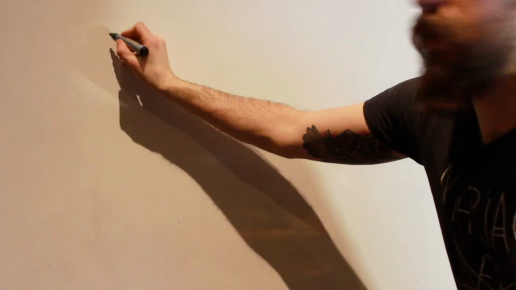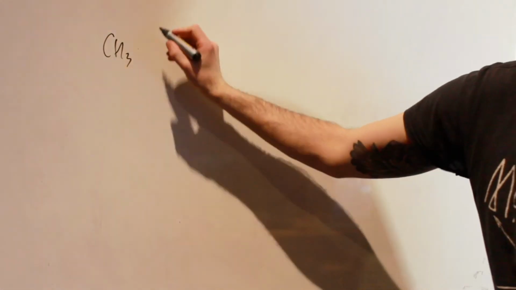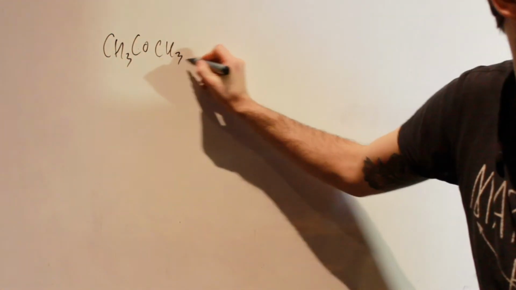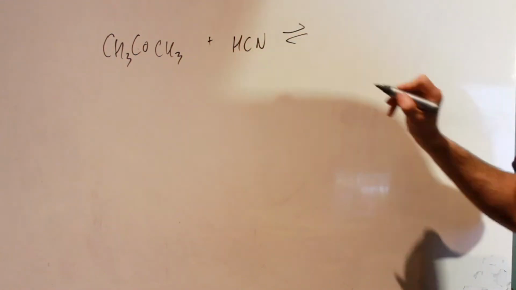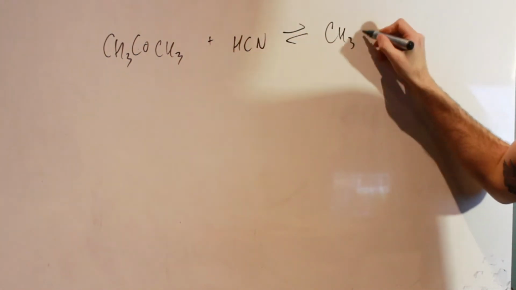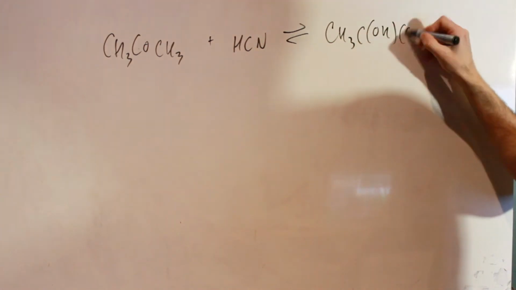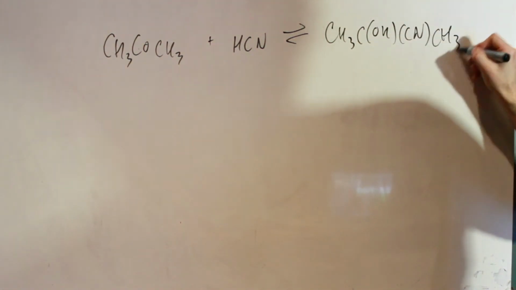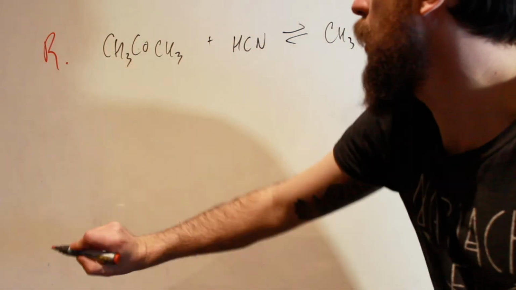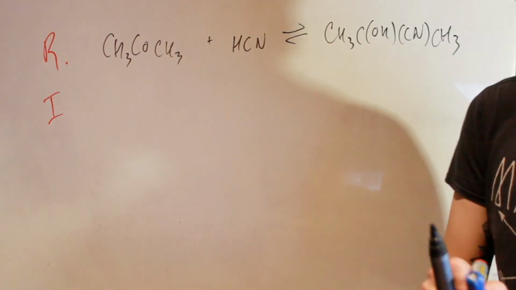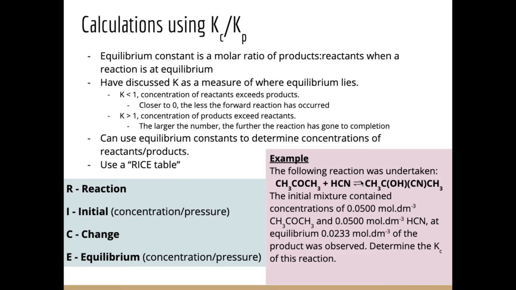This reaction looks like this. CH3COCH3 plus HCN at equilibrium to CH3C(OH)(CN)CH3. Excellent. All right, this is our reaction. This is R. All right, I, the initial concentrations. We're given that data in the question. The initial mixture contained concentrations of 0.05 for that species and 0.05 for that species.